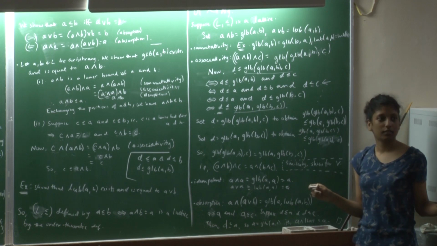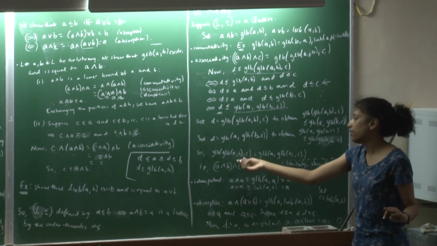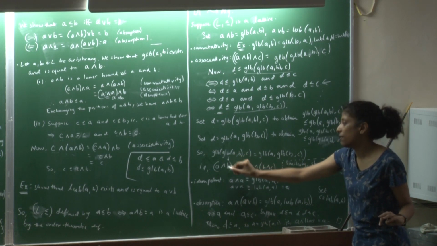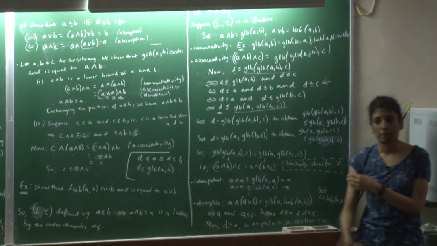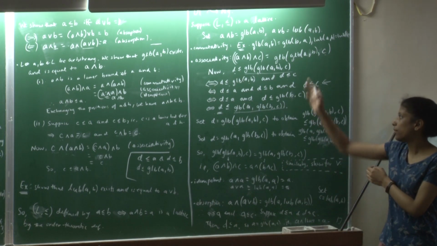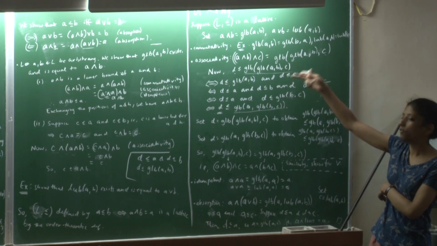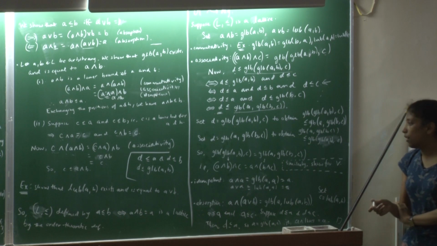Fine? So you have that they are equal. Therefore, this is just a way of writing this. We have shown associativity. Similarly, I've just shown it for meet, and you have to show it for join. Same arguments are going to work.